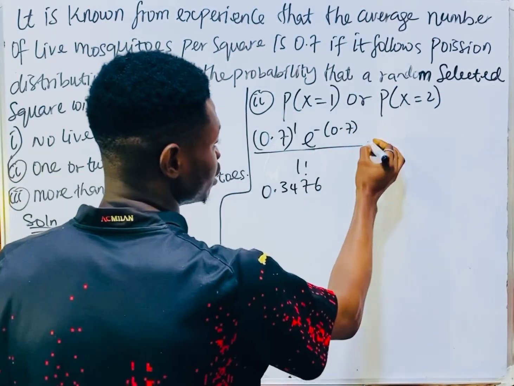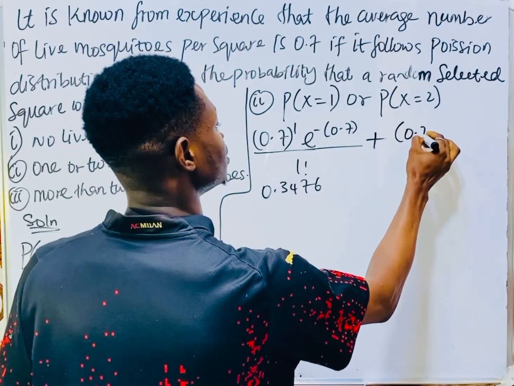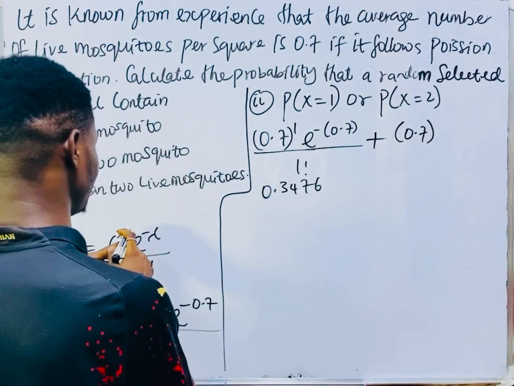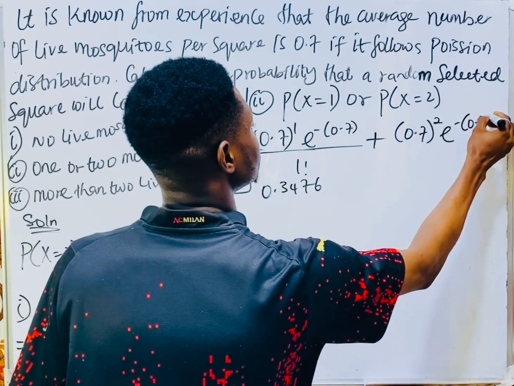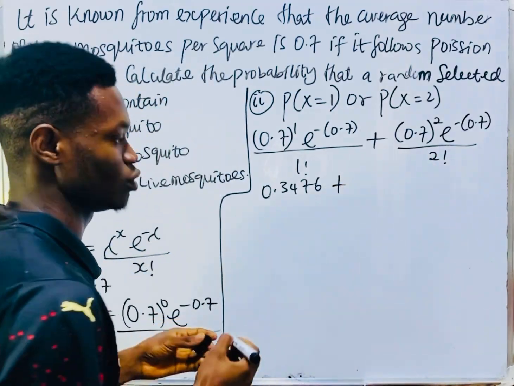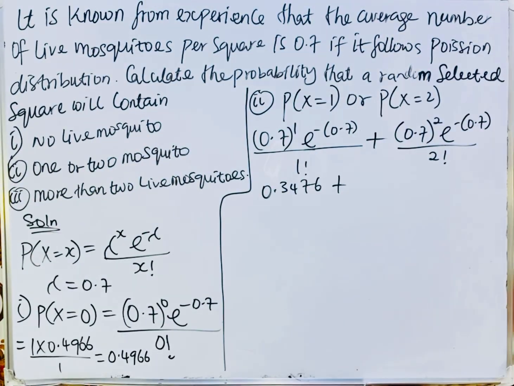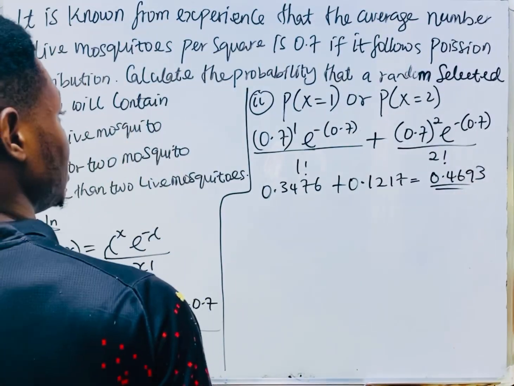Remember, we have "or" here, so we have plus. We repeat the same thing here. I have 0.7, but this time our x will now be what? 2. Exponential minus 0.7 all over 2 factorial. So let's punch it in our calculator. So when you add, then you get 0.4693.